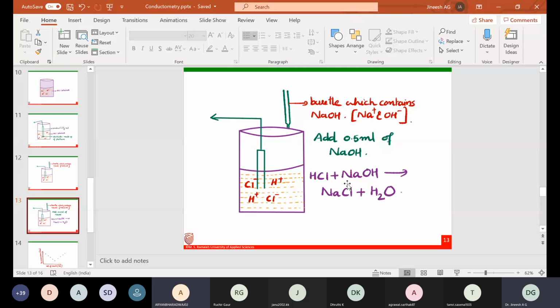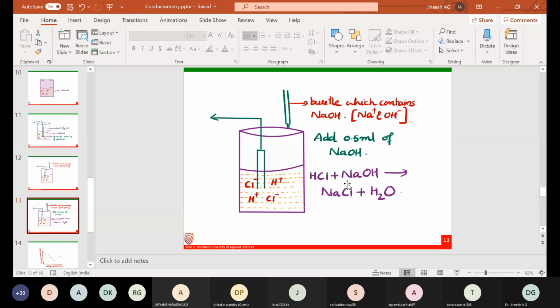Yes, sir. So the neutralization point is the point where there is no HCl and there is no NaOH, because the entire HCl and NaOH are converted into sodium chloride and water. No doubt about it. Clear? So that is the point where the conductivity will be minimum. It will reach minimum conductivity.